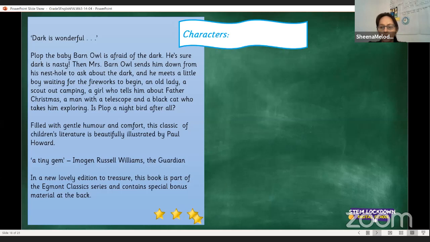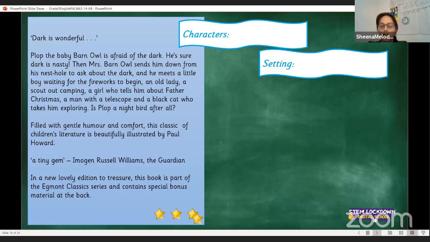Okay, are you ready for the next part? Setting. That means where does the story take place? Where does the story take place? Looking at you all relaxed makes me want to get a bit relaxed. Okay, so where does the story take place?